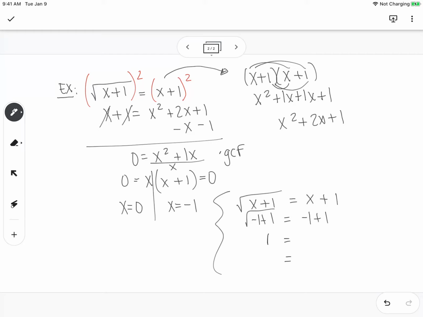Negative 1 plus 1 is 0. The square root of 0 is 0. Negative 1 plus 1 is 0, and we know 0 equals 0. So both of these solutions work.